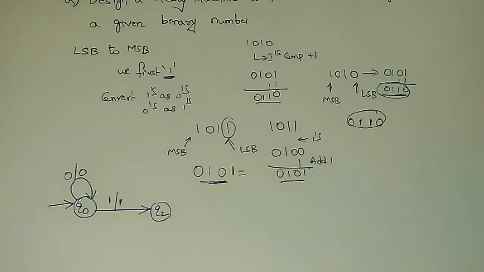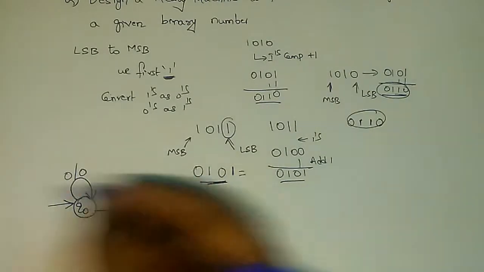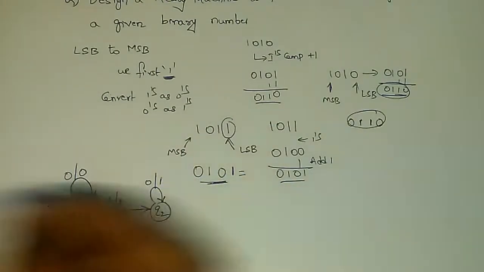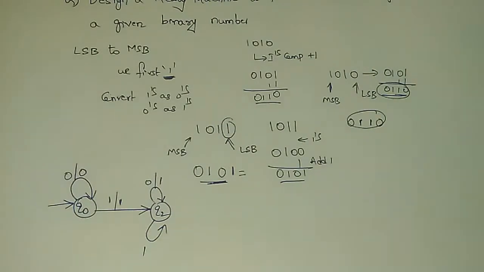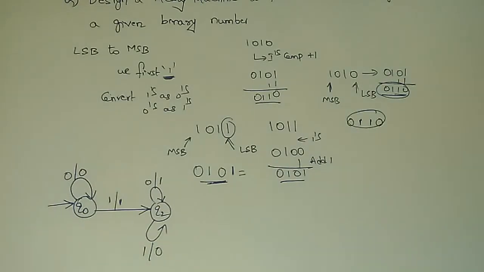So what is the next case? If we have any zeros, convert them to ones. If we have any ones, convert them to zeros. What if I get an input 0? You should convert that to 1. So my output will be 1. What if I get an input 1? Convert that to 0. So my output will be 0. So this is a Mealy machine.